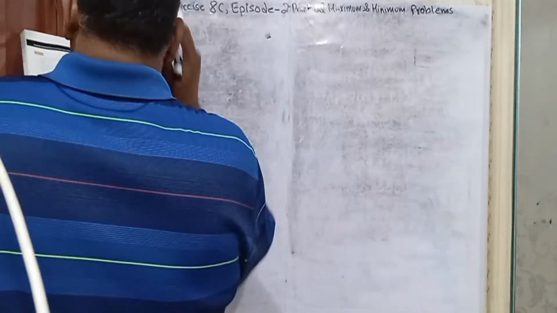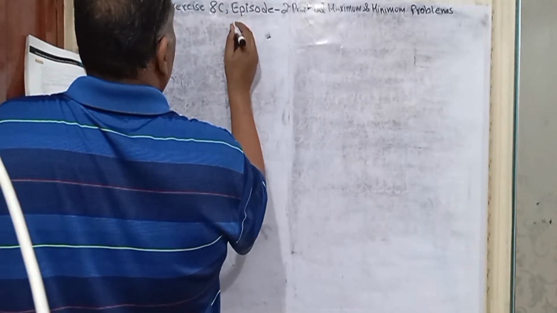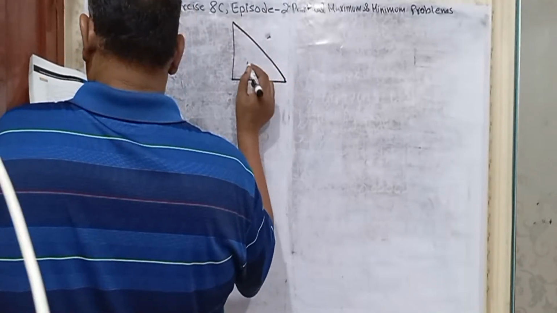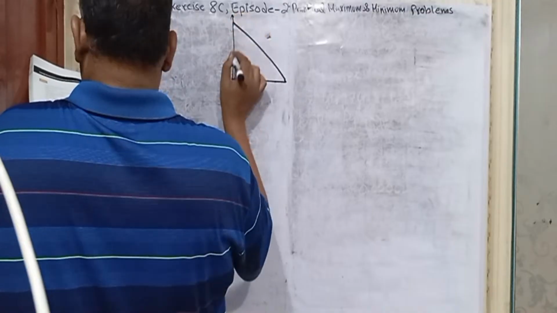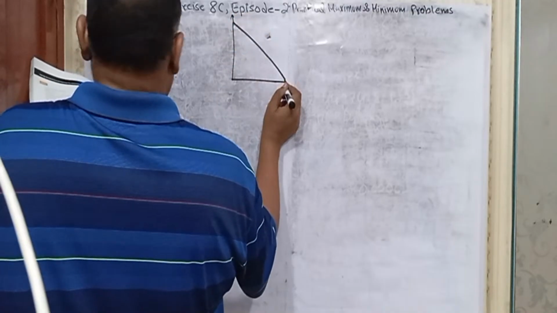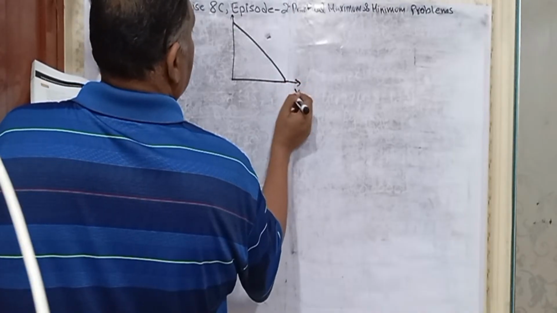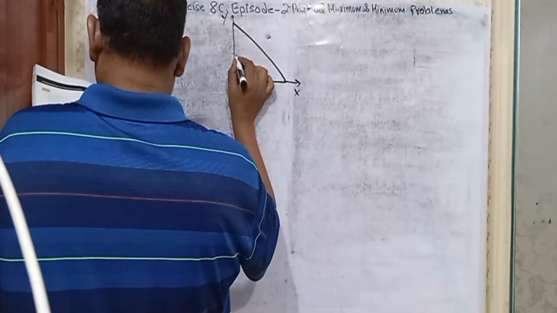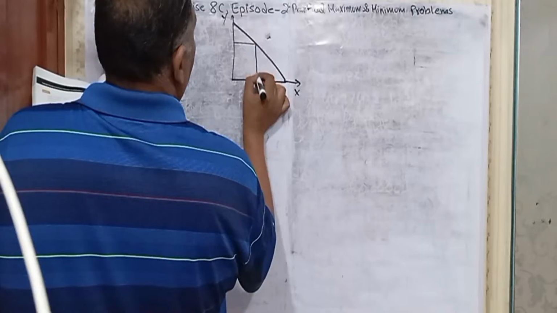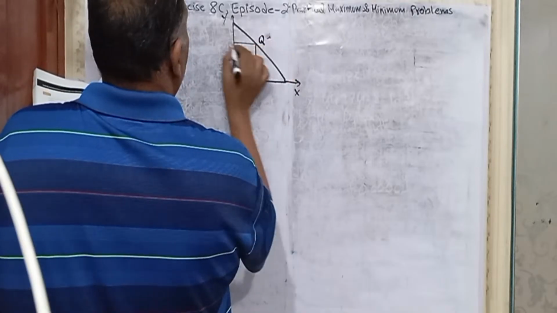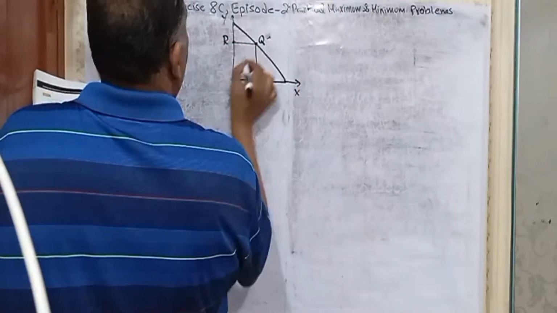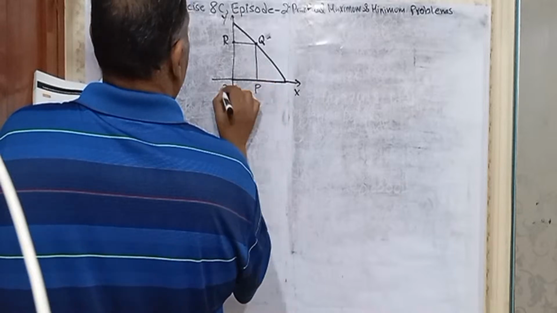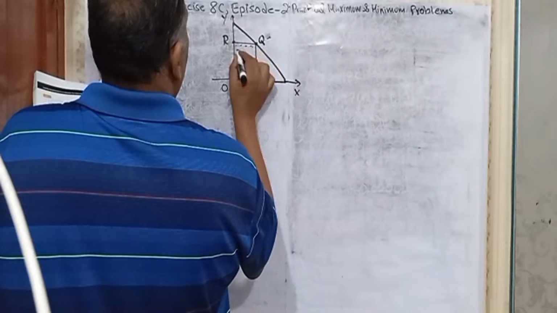So here we have a diagram given to us. Here we have the y-axis, and this is the x-axis. Here you have somewhere a point. Okay, this point is Q, this point is R, this is the P point, this is the O point, and this is shaded.